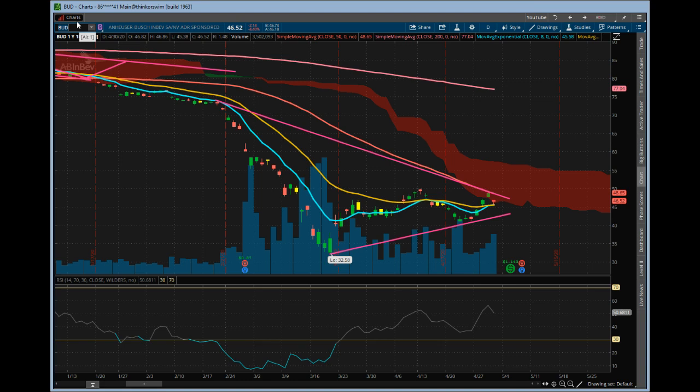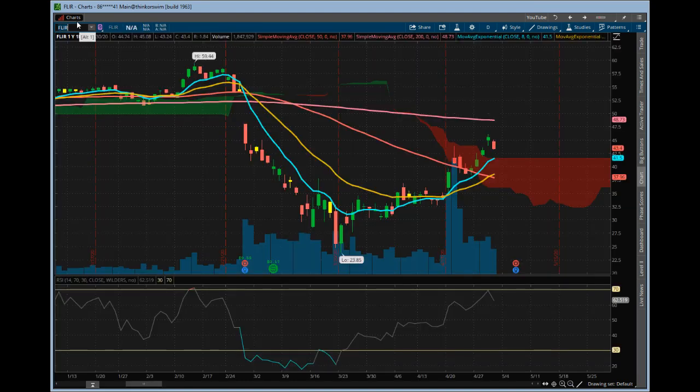FLIR. Okay, FLIR had a huge gap down last earnings, and if you're seeing it right, the gap will fill when the cup completes. Yeah, last earnings, a big gap down right there. So that's the idea.